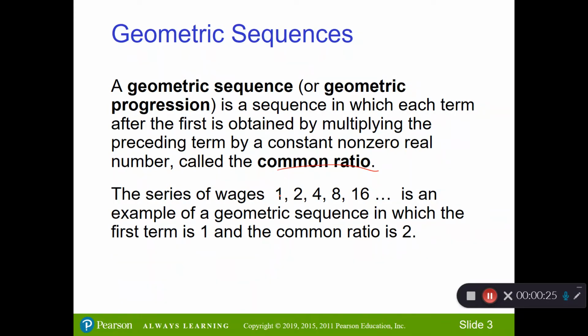So here, notice that 1 times 2 gives me a 2. 2 times 2 gives me a 4. 4 times 2 gives me an 8. I can get the next term in the sequence by multiplying the previous one by 2. So 2 is my common ratio.